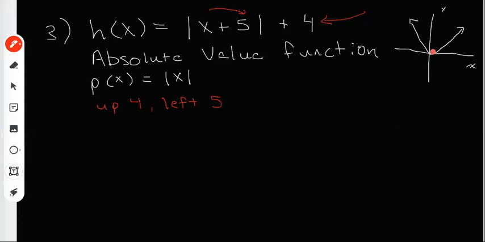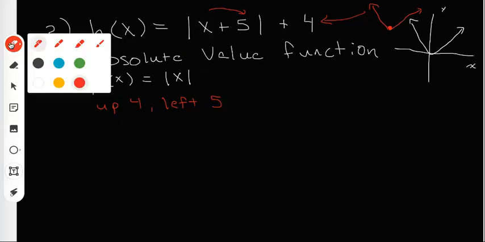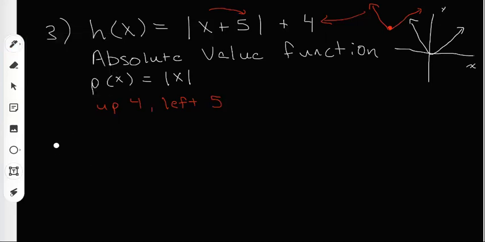So what is this going to look like? Well, I don't really have any tick marks on here, but you do know that I'm moving up 4, and you know that I'm moving left by 5. So it's going to look like this. And you're going to get a V shape kind of up here. So this is one of those translations where you're just moving the function around. You move the original function p of x to get h of x.